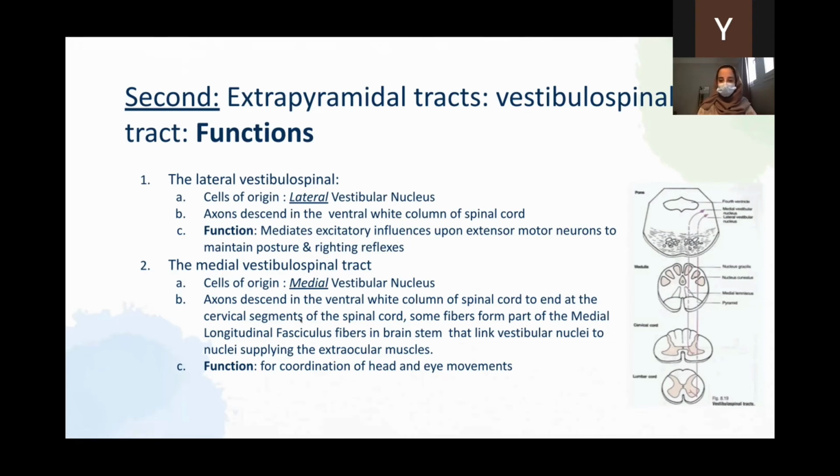Some fibers form part of the medial longitudinal fasciculus and the brainstem link the vestibular nuclei to the nuclei supplying the extraocular muscles. فهم responsible for the eye movement. Extraocular muscles, I don't know if you took them or not. هم المسلز اللي بالعين and they're responsible for the movement of the eye. Okay, so it's responsible for the coordination of head and eye movement.